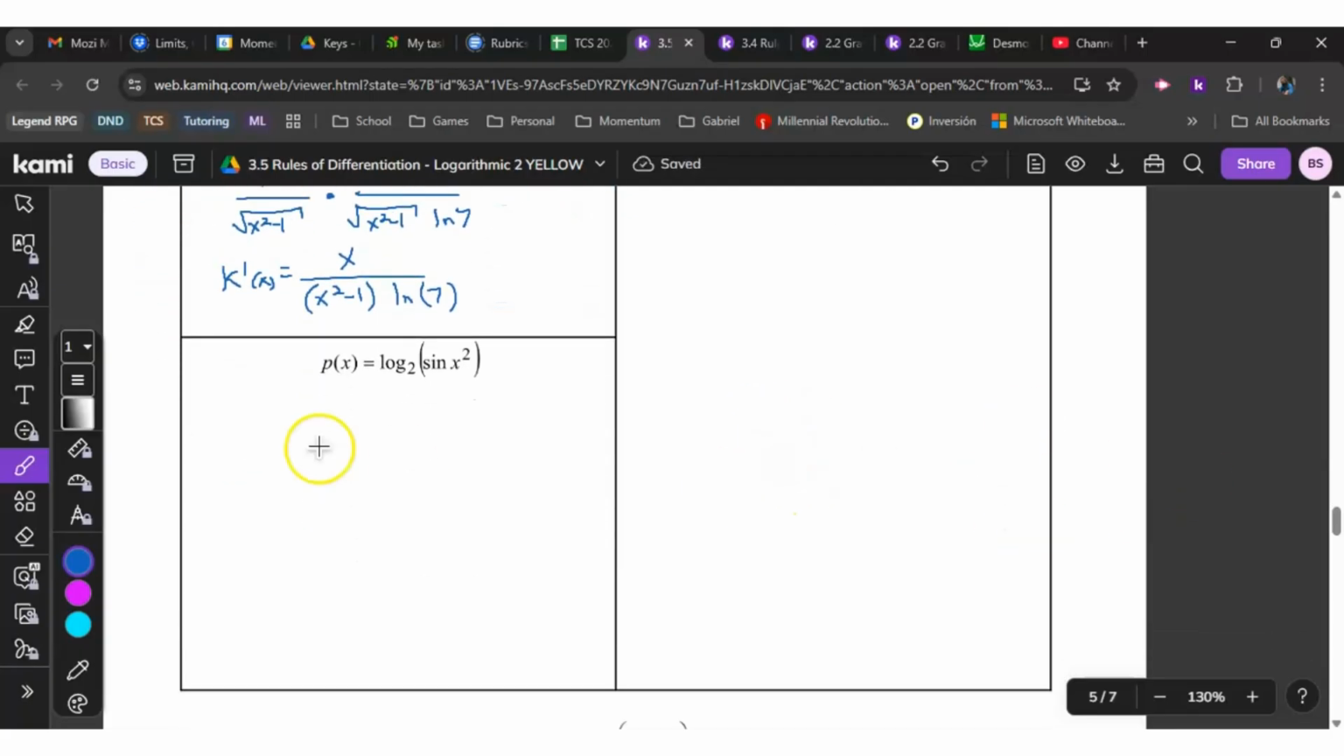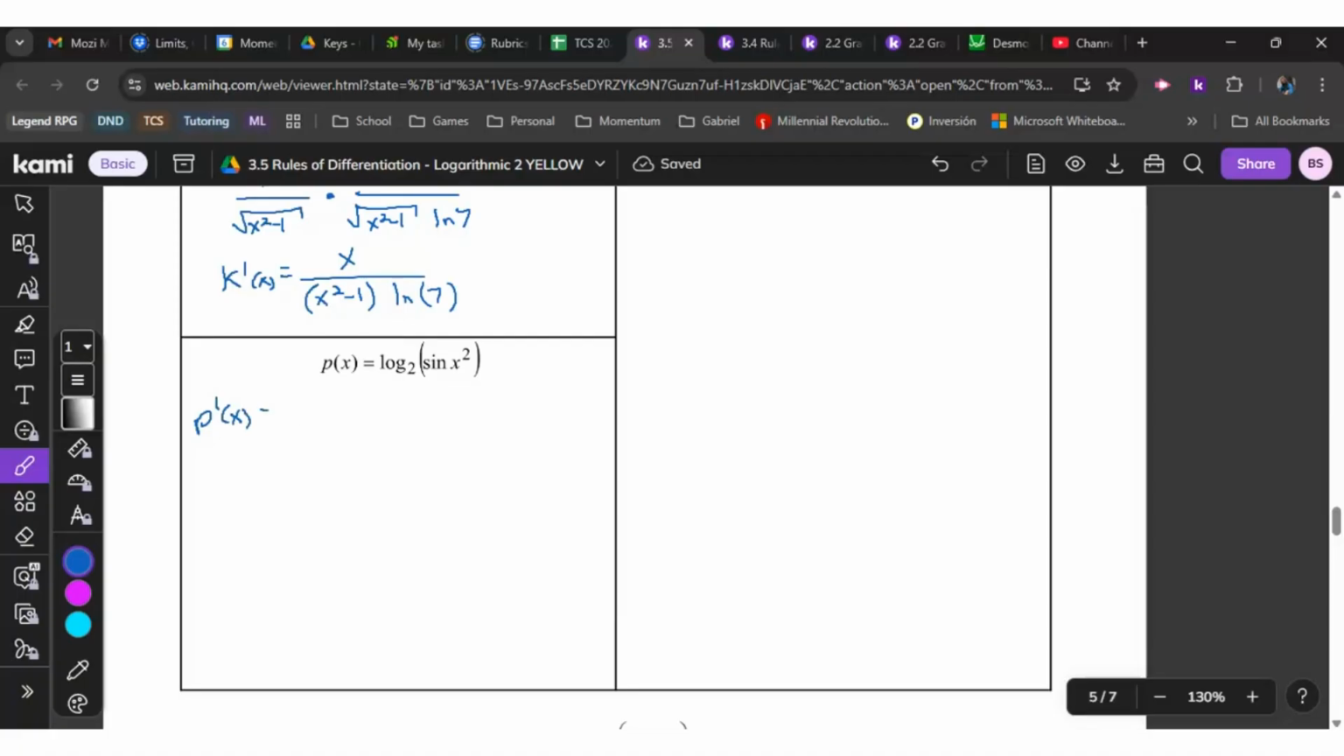Okay, let's jump down to the p of x. What's the derivative of sin x squared? Well, it's technically not sine squared x, it's sine of x squared. Oh, no. Sorry, I was thinking you were asking sine squared x. Okay, let's do it. And then you'll see.